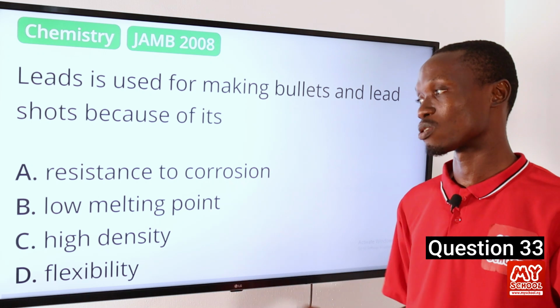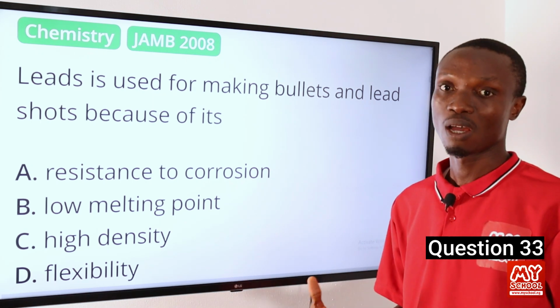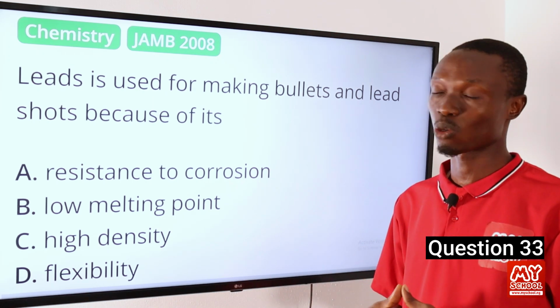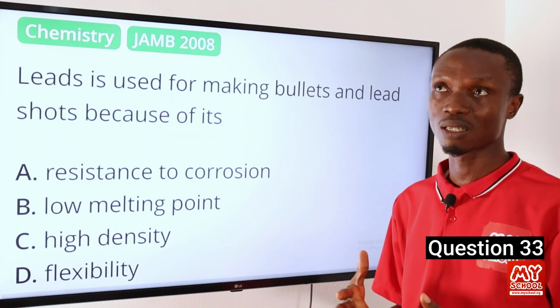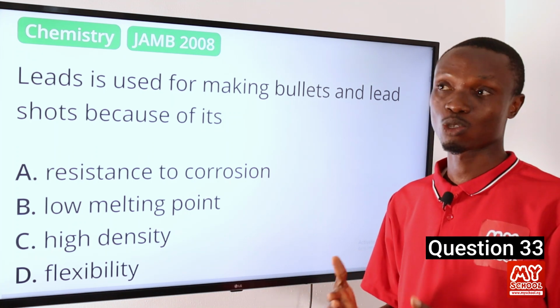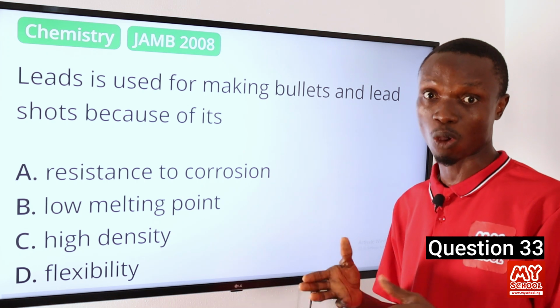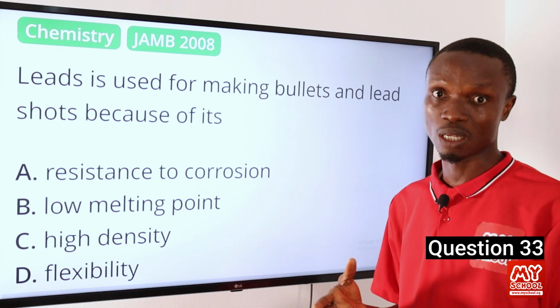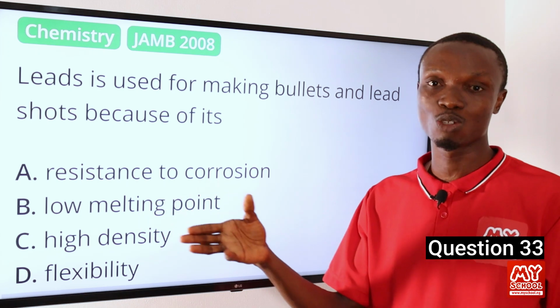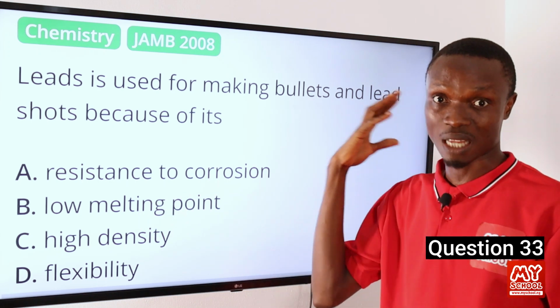So the answer to this question is option C, high density. I think the essence is just to make sure that the lead has a certain amount of weight, so that when it is shot from the barrel of a gun at a high speed, it can be able to penetrate into what it is targeted at.